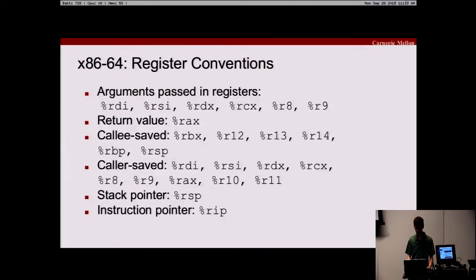Remember that RAX is where your return value is always placed before you ret in a function. So the last thing a function does is it moves whatever the return value is supposed to be into RAX if it's not already there, and then it returns control to the calling function. Remember these two conventions about registers.